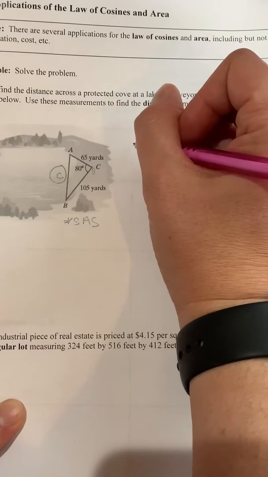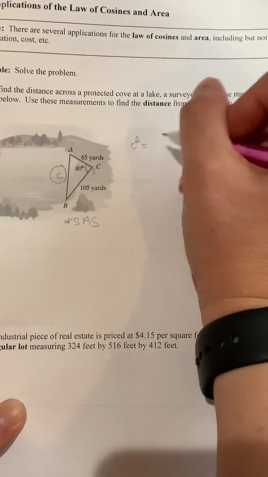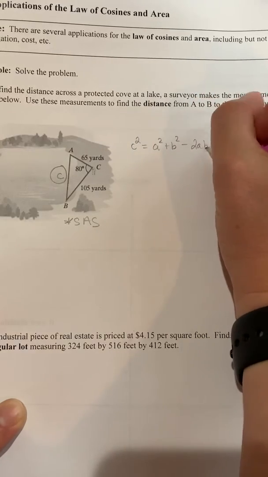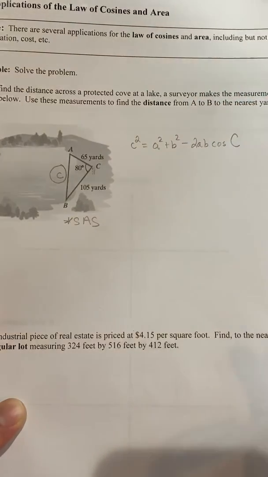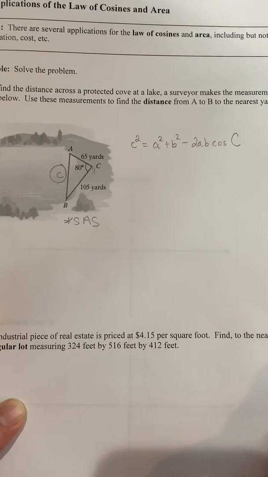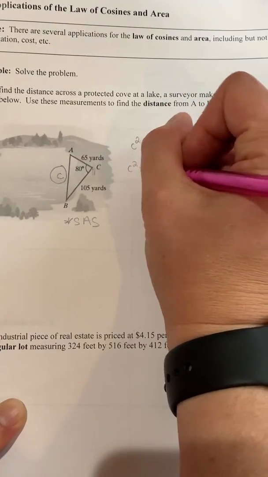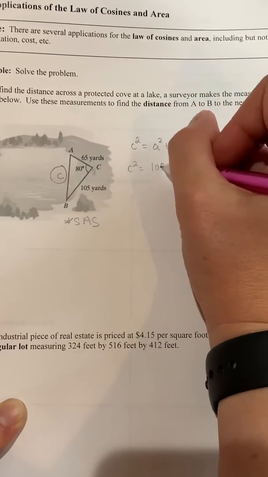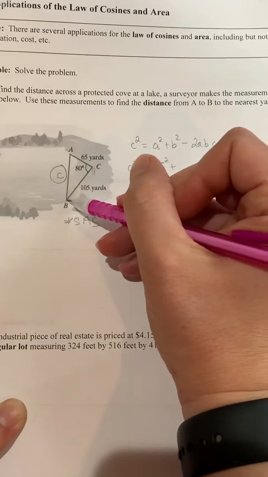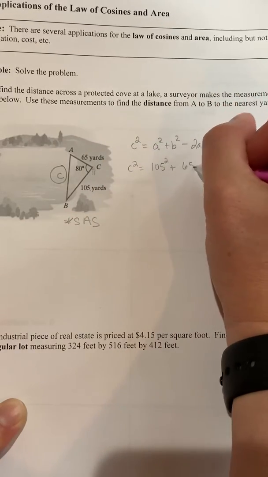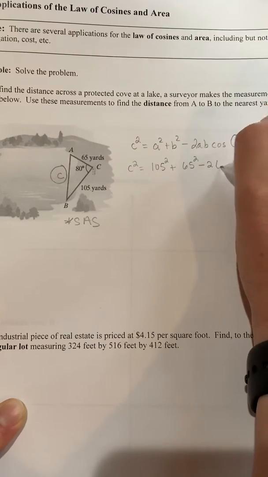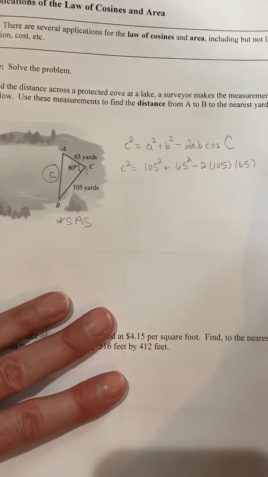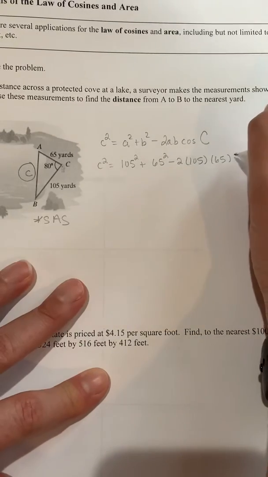So the law of cosines version I want to use is the following. C squared is A squared plus B squared minus 2AB cosine of angle C. So plugging in what I know, A is across from angle A, so that's 105. We'll square that. B across from angle B is 65. Then we're going to take 2 times 105 times 65, and then we're going to have the cosine of 80 degrees.